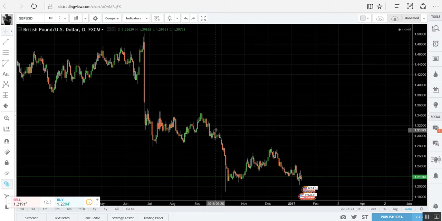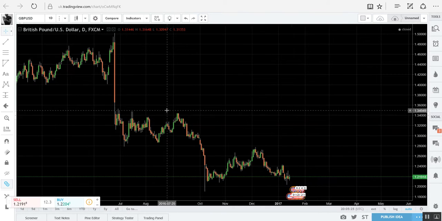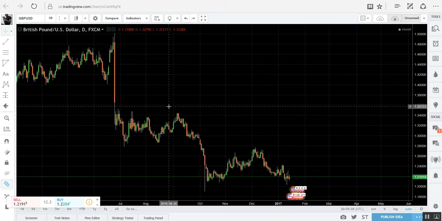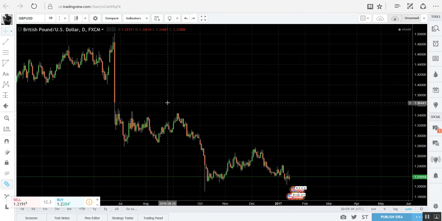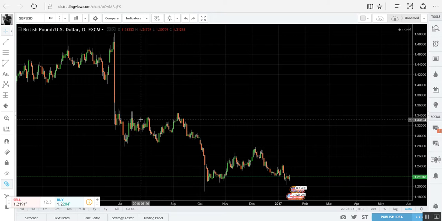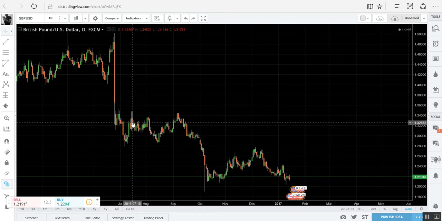So as you can see, I've got a different kind of theme on my chart. I kind of like this one. I think it's time for a change. I think I'm going to try doing my analysis on this one and see how it goes first of all. So anyway, I've got my chart on the daily time frame.